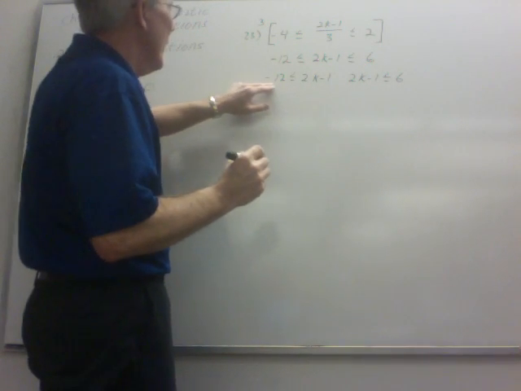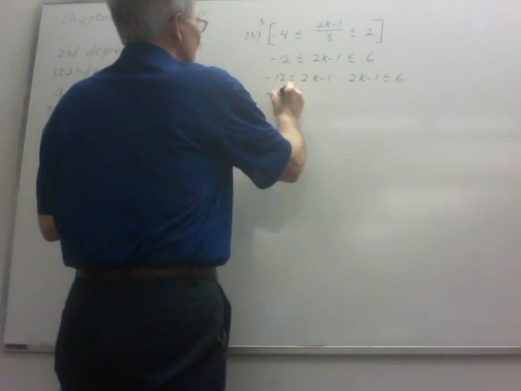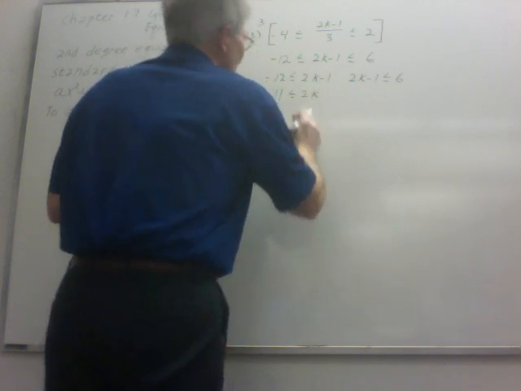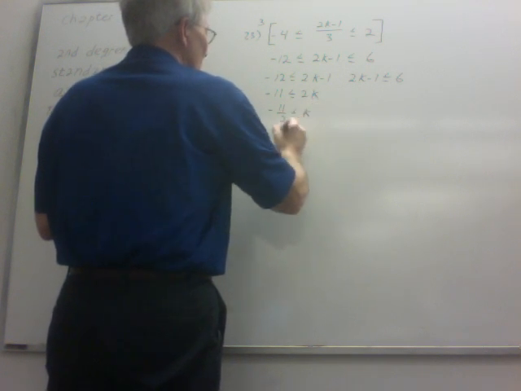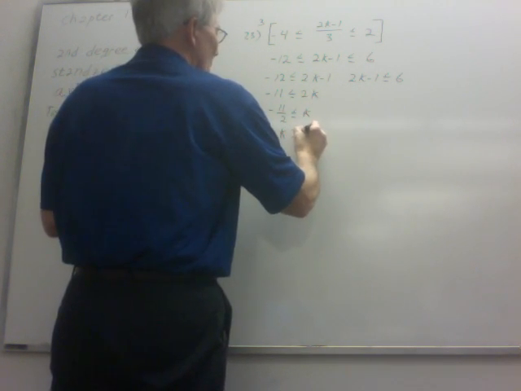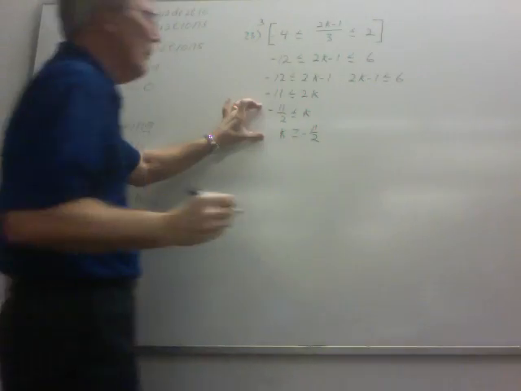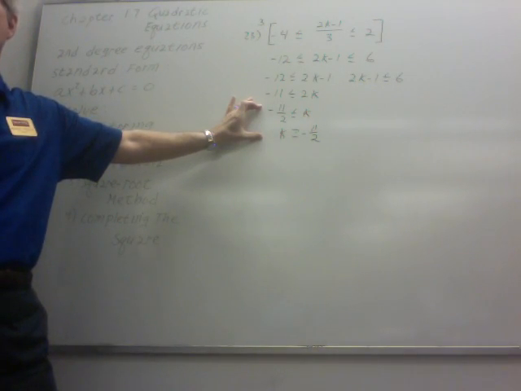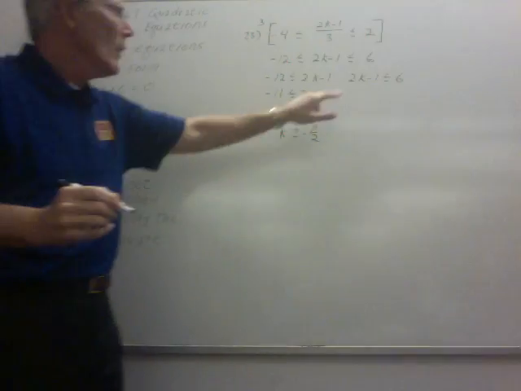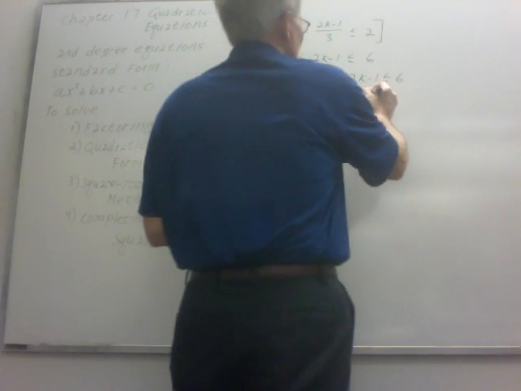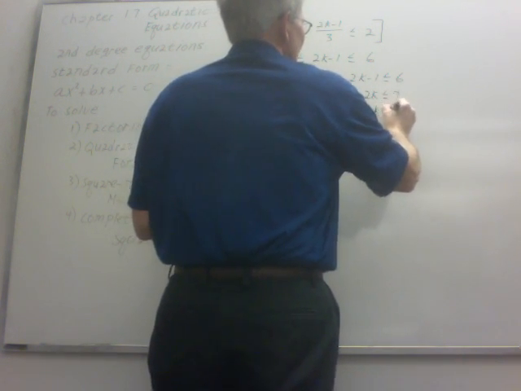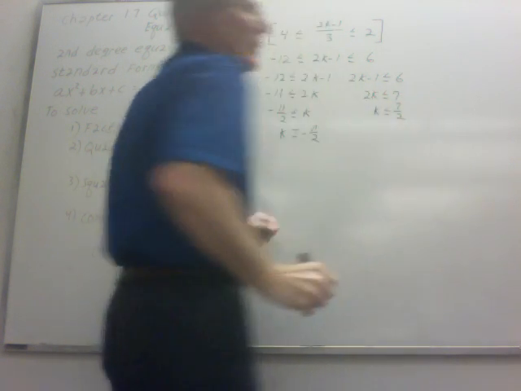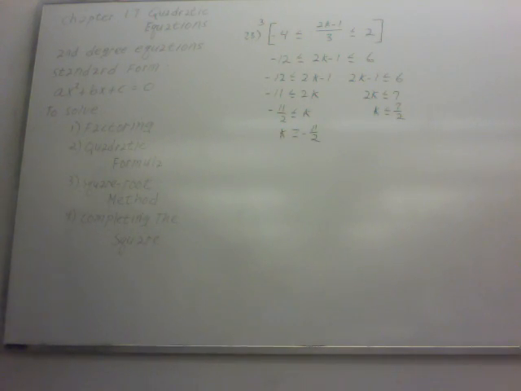Here I'm going to go ahead and add 1. That gives me -11 less than or equal to 2k. Divide by 2, I get -11 halves is less than or equal to k, which means that k has to be greater than or equal to -11 halves. Remember, those are exactly the same answers. Over here, we're going to add 1. I get 2k less than or equal to 7. Divide by 2, k is less than or equal to 7 halves. So that's all there is to being able to go ahead and solve it from that perspective.